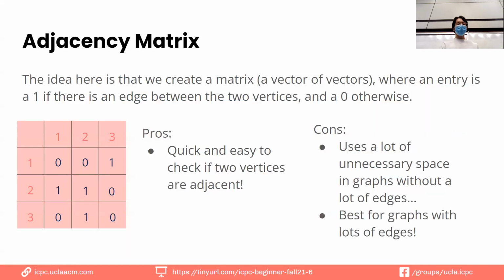So moving on, we have adjacency matrices. The idea here is that we create a matrix, a 2D array or a vector of vectors, where an entry is going to be 1 if there's an edge between the two vertices and a 0 otherwise. The pro of this is that it's very easy to check if two vertices are adjacent. We just need to index into the array or vector of vectors and check if it's true.